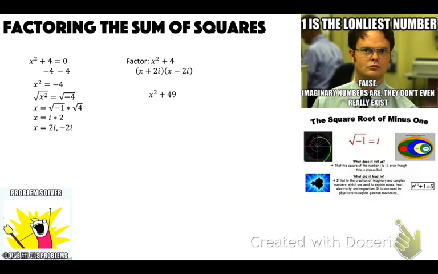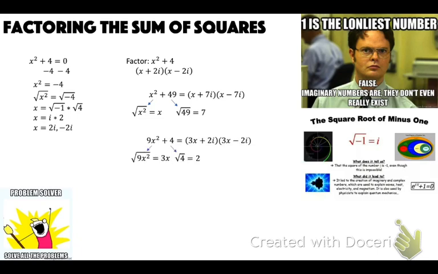So x squared plus 49, square root both of those, and you get x and 7. So that's really x plus 7i and x minus 7i. 9x squared plus 4, square root both of those, you get 3x and 2. So that's going to be 3x plus 2i and 3x minus 2i. So it's the same as the difference of squares, you just have an i with the second term, okay?